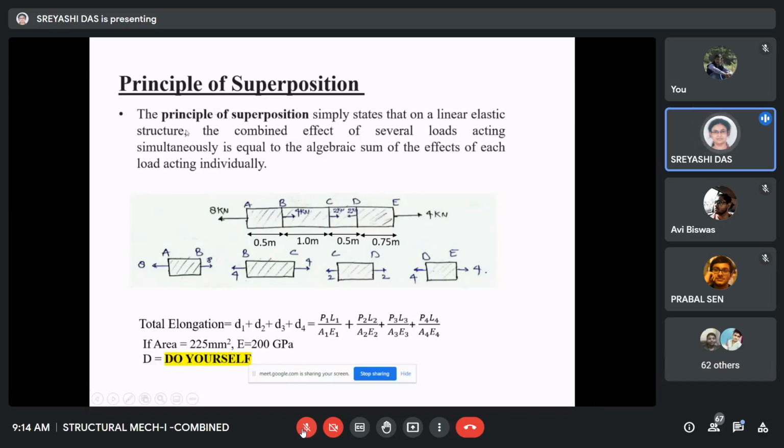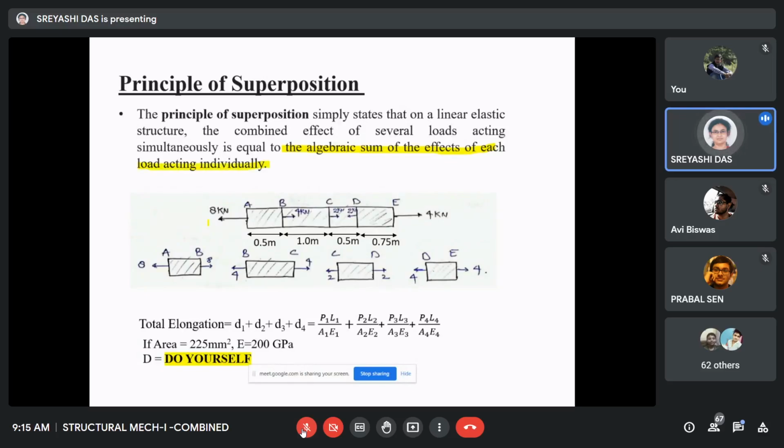The principle of superposition states that on a linear elastic structure, where linear means stress and strain are proportional, and elastic means that when we remove the load, the structure regains its original shape and configuration, within the elastic limit, the combined effect of several loads acting simultaneously is equal to the algebraic sum of the effects of each load acting individually.